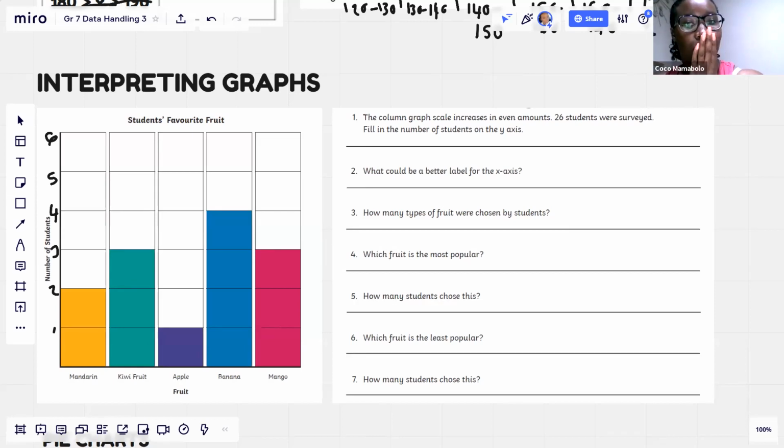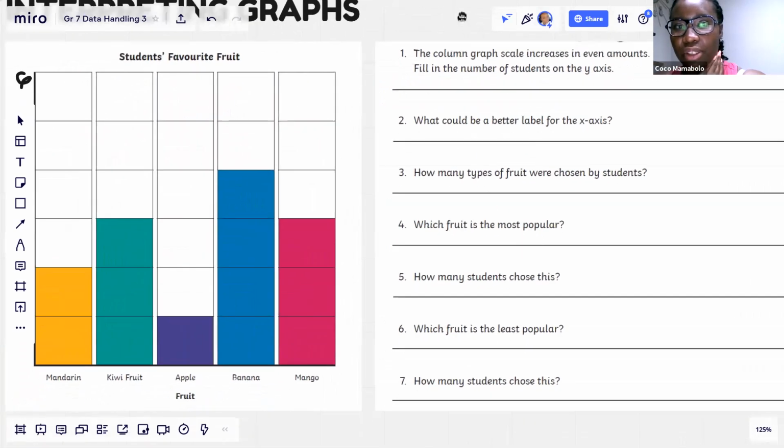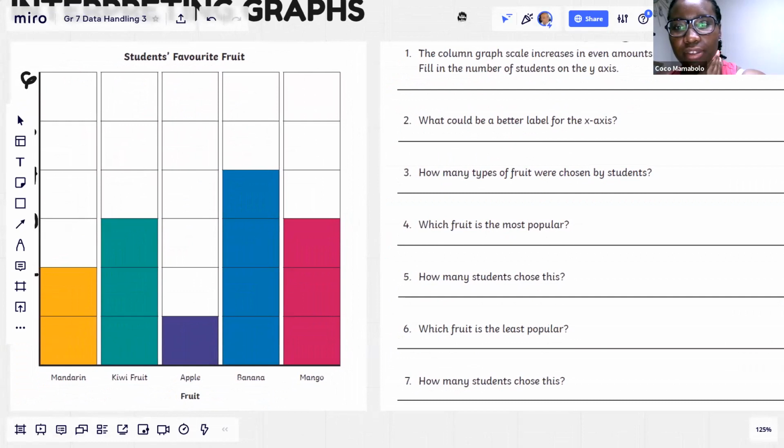Ma'am, may you please zoom in? Should I zoom in a little bit? Yes, please, ma'am. It's going to be a little bit difficult to see. Is that a little better? Yes, ma'am. Thank you.